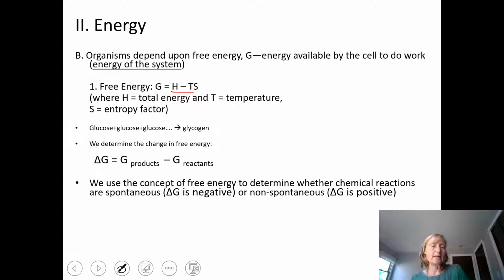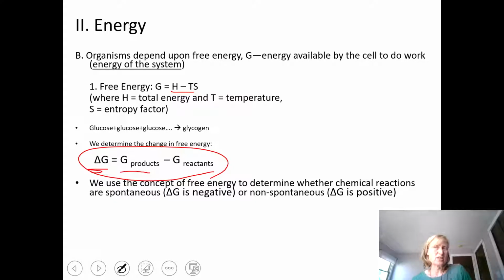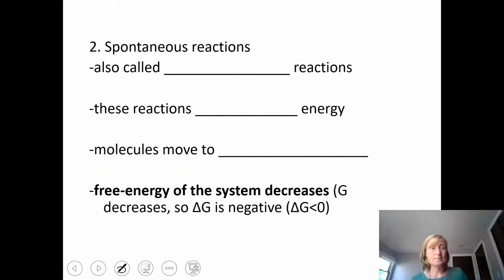And what we like to say, and this is an important relationship here, is we can take a look at the reaction and we can look at the change in free energy. If we measure the free energy of the reactants and the products, and we look at how that free energy changes, so we take the free energy of the products, the energy that the product molecules have, minus the free energy of the reactants, the change in free energy is going to help us understand whether a chemical reaction is spontaneous or non-spontaneous. So let's take a look.